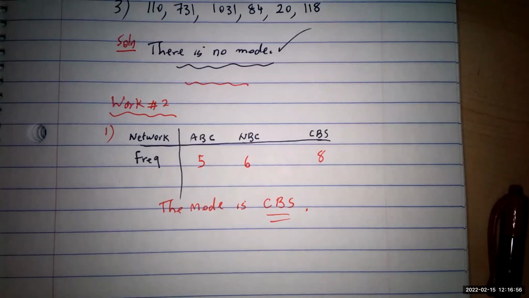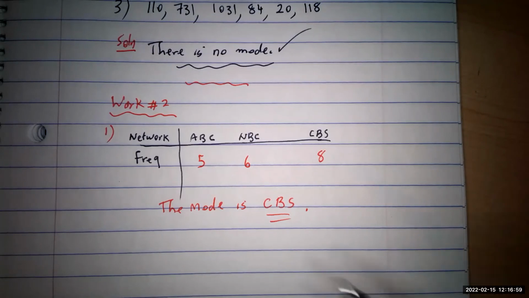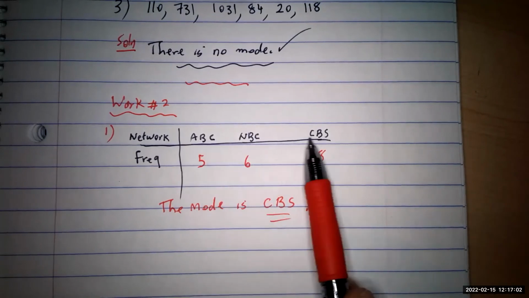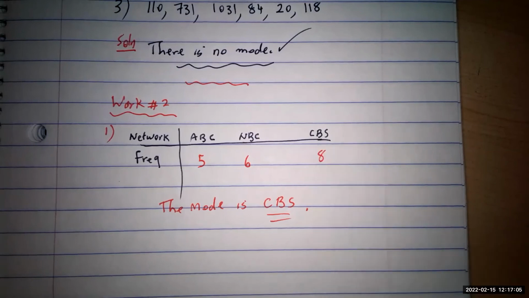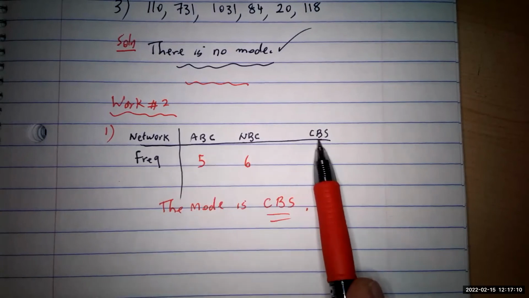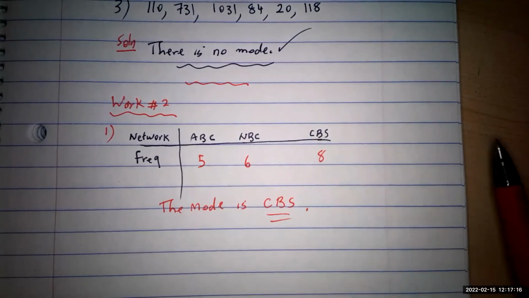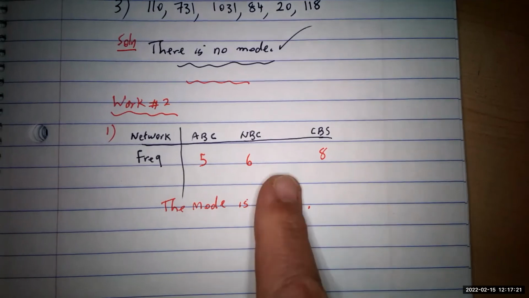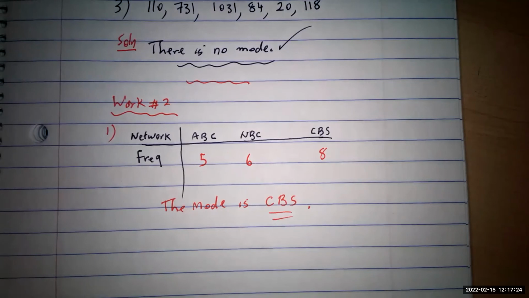You see, the data set that we use is a categorical one. You're talking about ABC, NBC, and CBS. All the other numbers are misleading. So you have categorical information. If you have categorical information, the mode is the only measure of center that you can use. You cannot use the average because you cannot add ABC and NBC and divide by 3. And you cannot use the median. So since the information given to you is categorical, the mode is the most appropriate one.